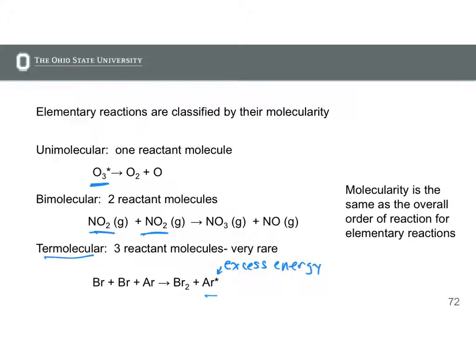Okay, I'm not going to show you the mechanism for this, but basically what happens is the argon is simply there to take energy from the bromine plus the bromine. So kind of an interesting reaction, but nonetheless, not super important.